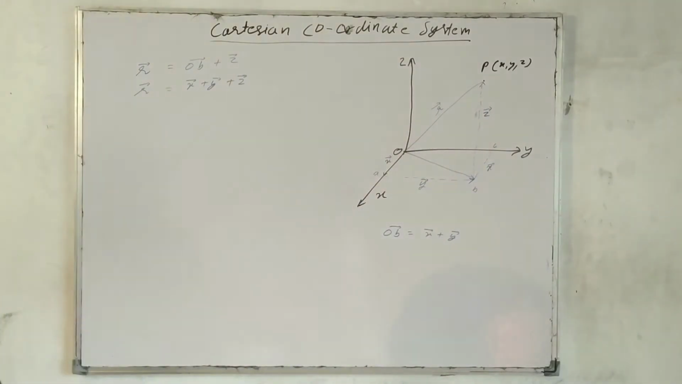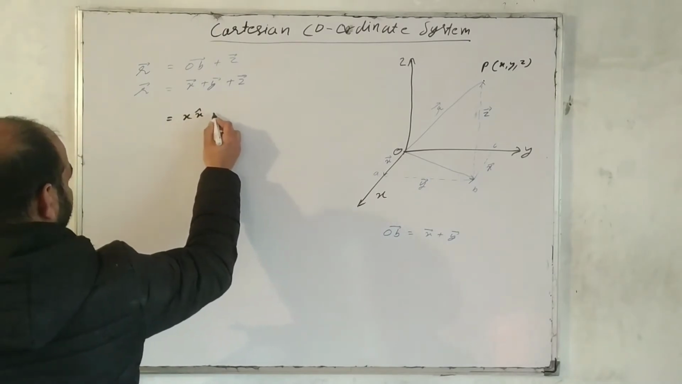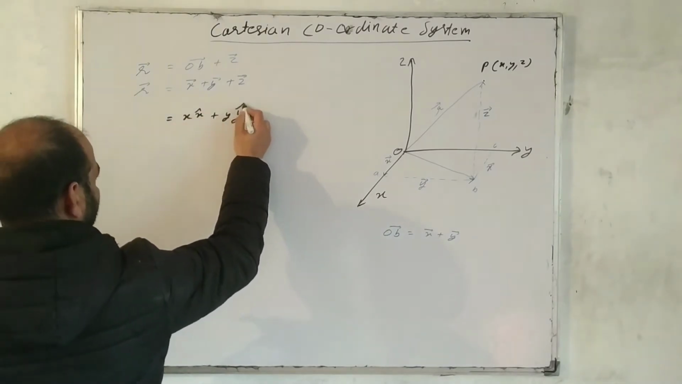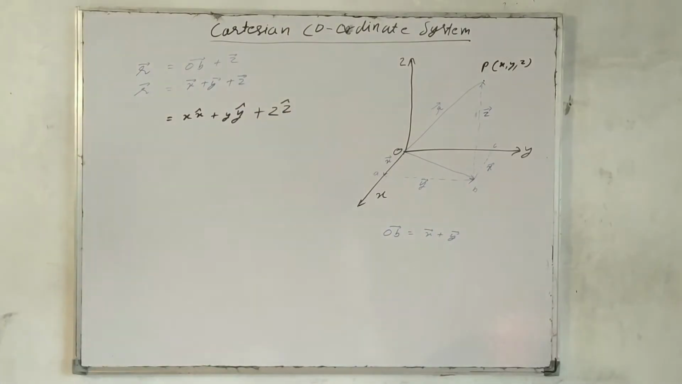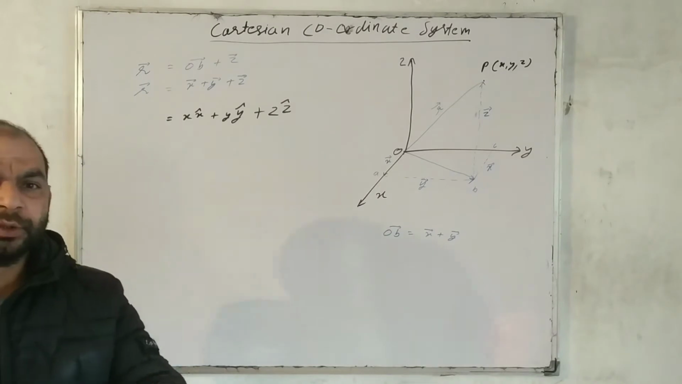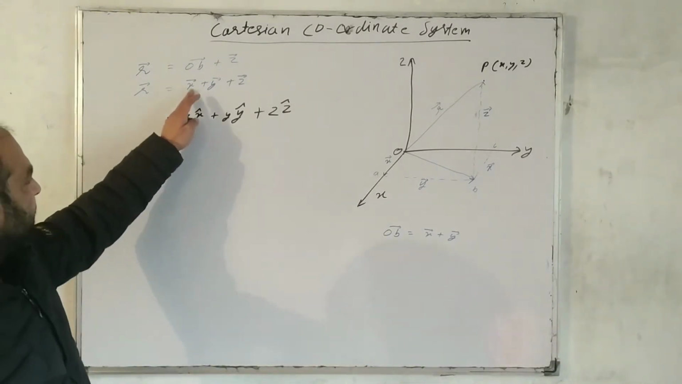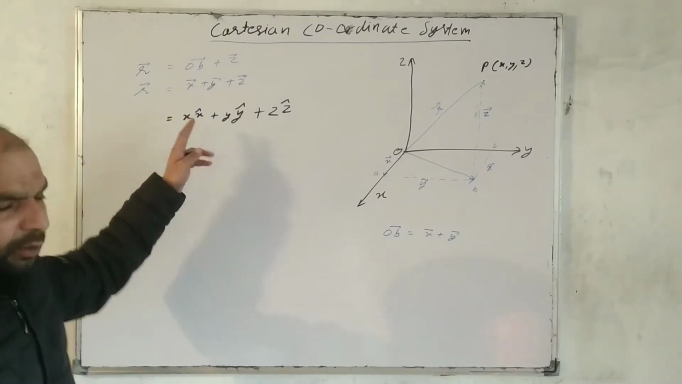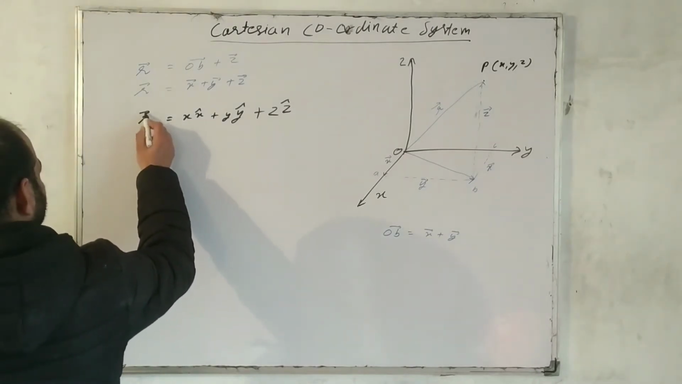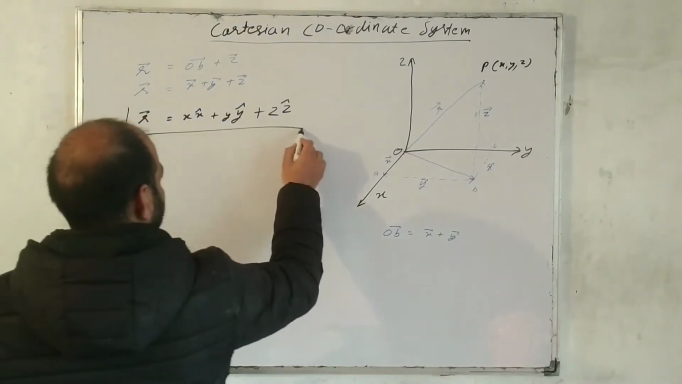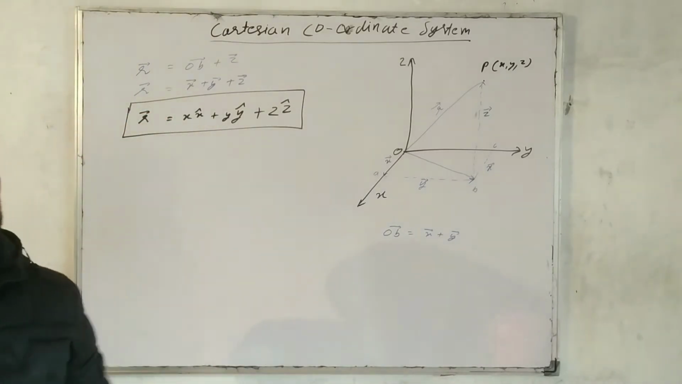Now I can also write it in the form x x cap plus y y cap plus z z cap. Here we have magnitude as well as direction. So this is the magnitude of this vector and this is the direction, meaning it is directed along the x direction. So that is why we can write it. The position vector in the Cartesian coordinate system can be written like this.